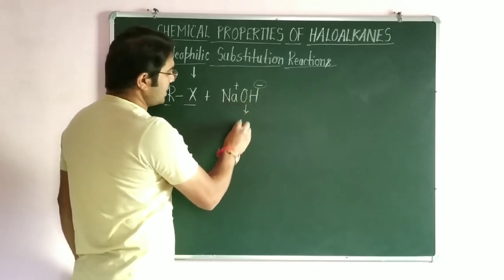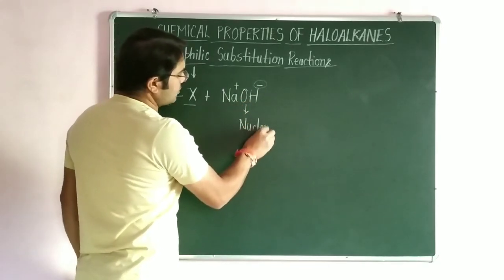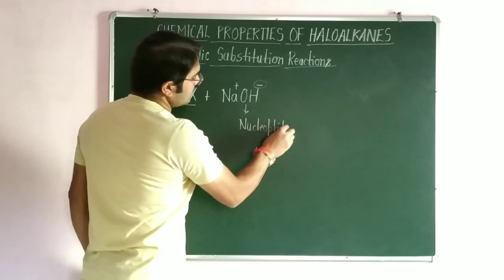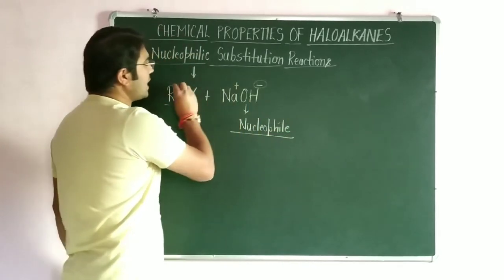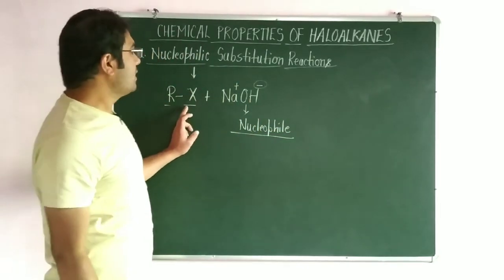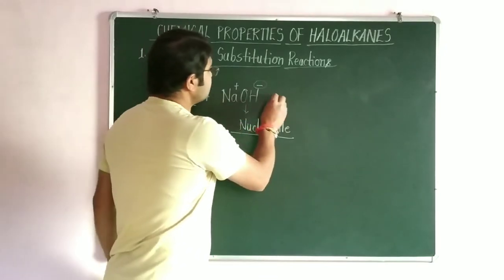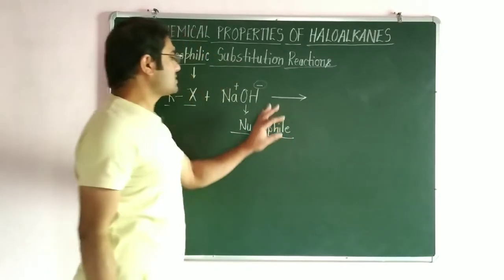तो यहाँ पर जो आपका OH negative है इसको हम nucleophile बोलते हैं. So this nucleophile attacks on carbon part of the haloalkane and forms the product. So इस तरीके से ही nucleophilic substitution reaction स्टडी करते हैं.